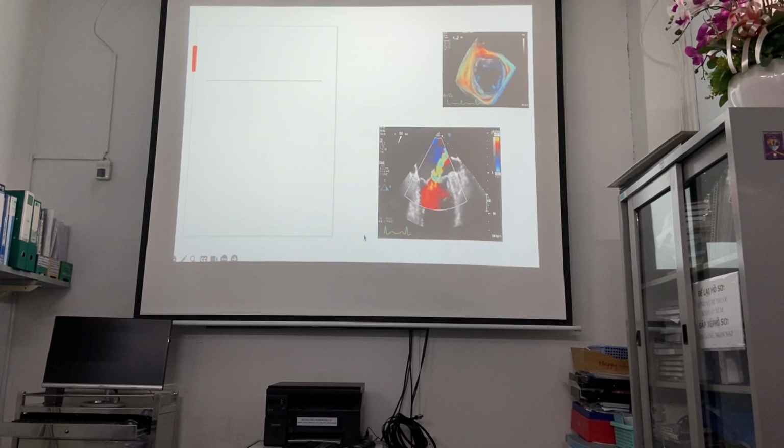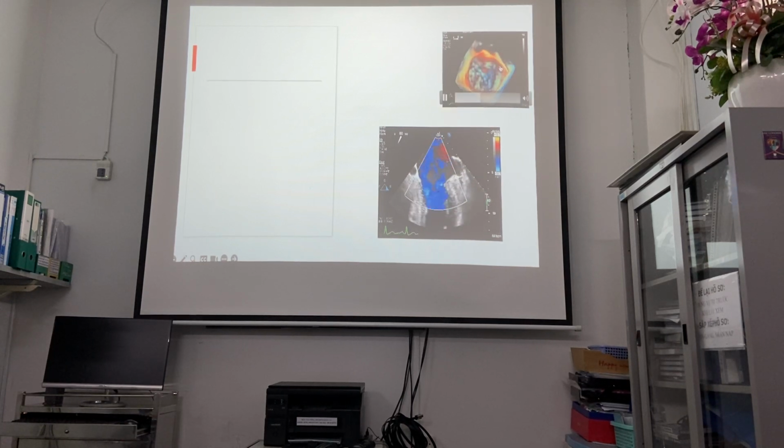This is a patient. He got surgery for this prolapse. It's a young guy, he's in his 50s. You see the 3D images. Are you used to seeing the surgical view? Typical surgical view of the mitral valve.